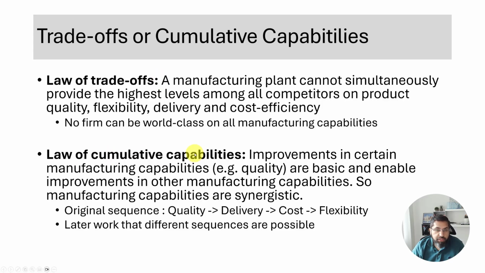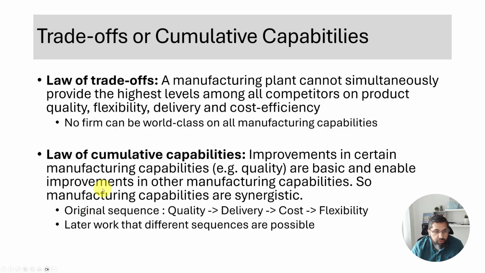And then the law of cumulative capabilities would say, no, we observe these companies that improve simultaneously on multiple dimensions. So they're improving their quality and their flexibility and their cost at the same time. So if there were trade-offs, that would not be possible, right? And so these are competing theories clashing with each other.